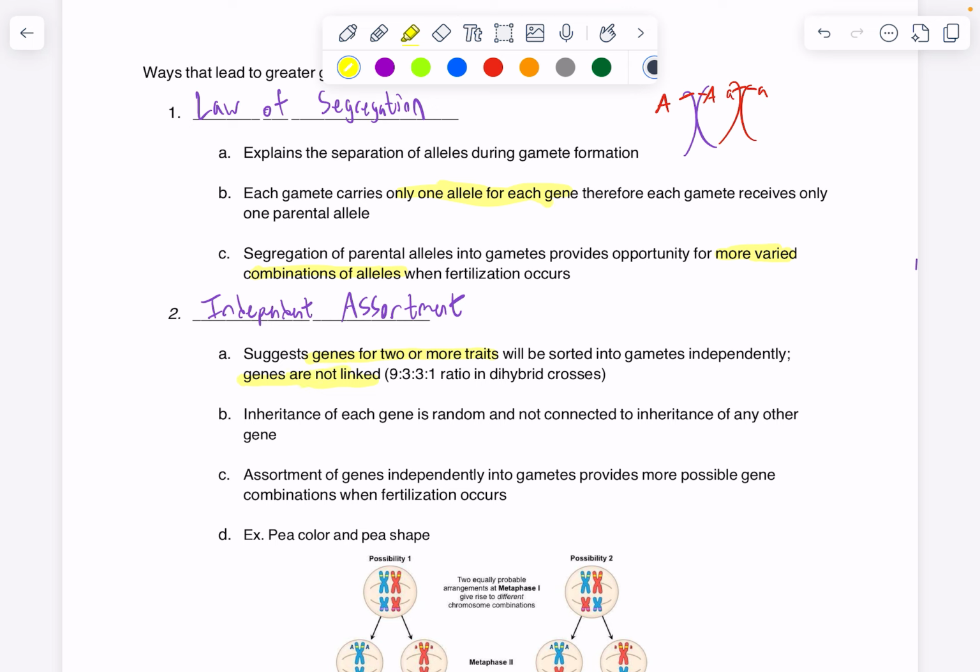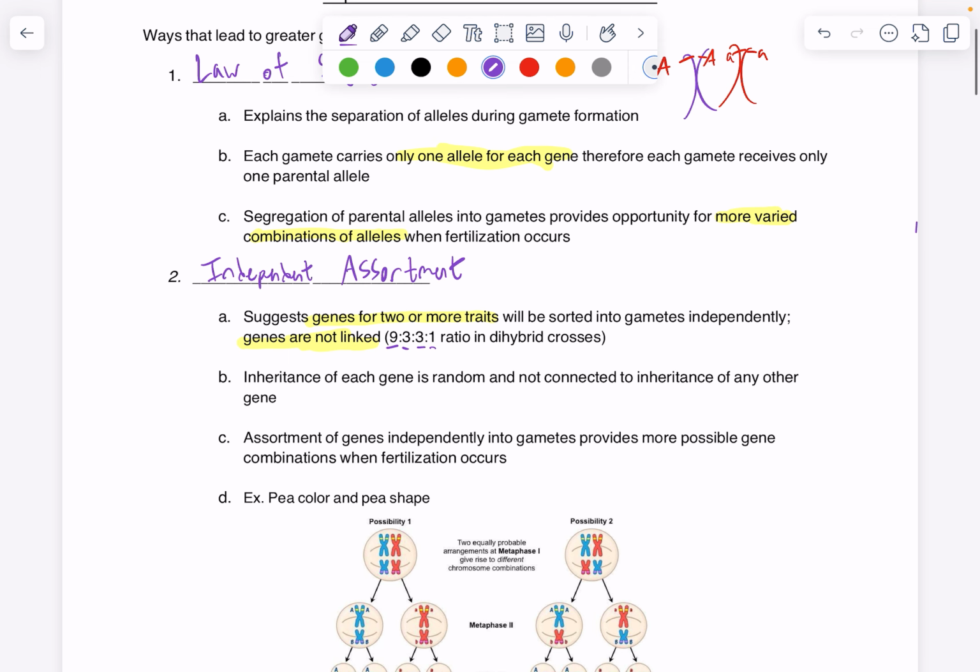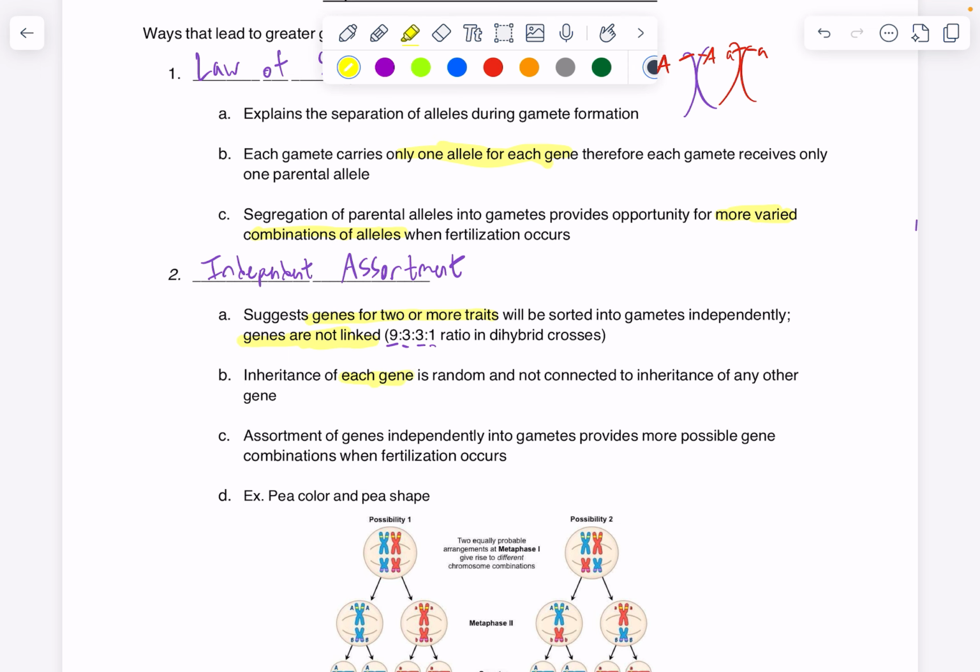And so what we would normally expect to see in our expected outcomes is that two genes go in a 9:3:3:1 ratio when we do a dihybrid cross. 9 out of 16 are dominant for both, 3 out of 16 are dominant for one and recessive for the other, 3 are the reverse of that, recessive for one, dominant for the other, and then 1 out of 16 is recessive for both.